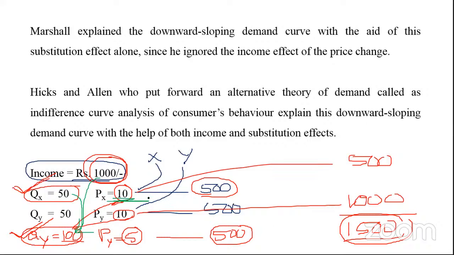We are comparing the price of the previous year. Previous year income we are comparing, from 10 rupees to 5 rupees. So here we are saying that his real income also increases, meaning the purchasing power of the individual increases. Previously the purchasing power of the individual was 50 units only, but when the price of commodity Y reduces, the purchasing power of the individual increased from 50 to 100 units. So his real income increases.